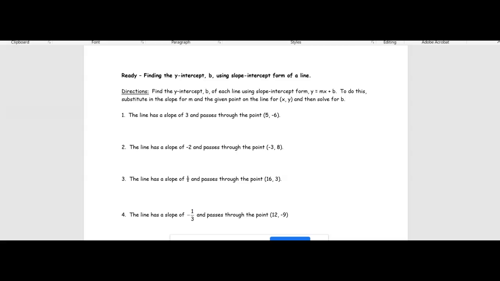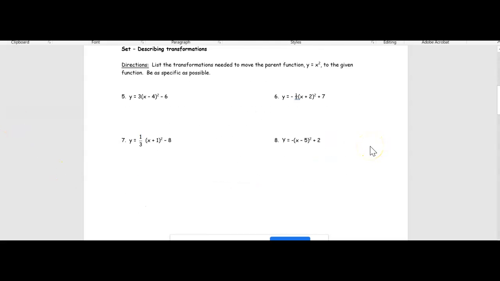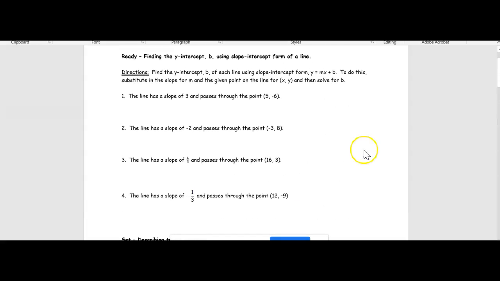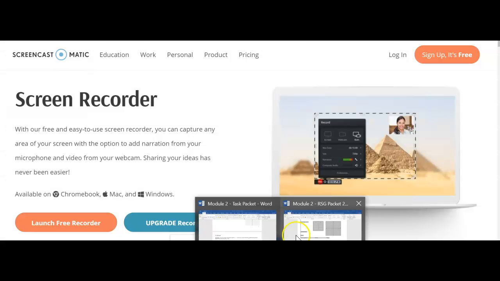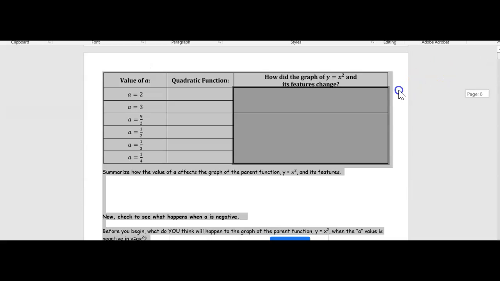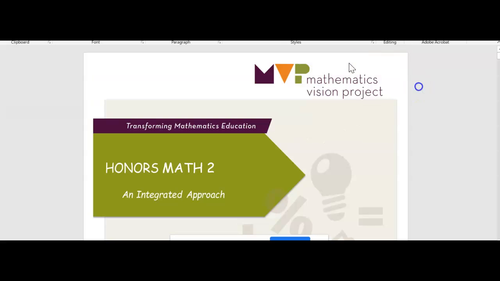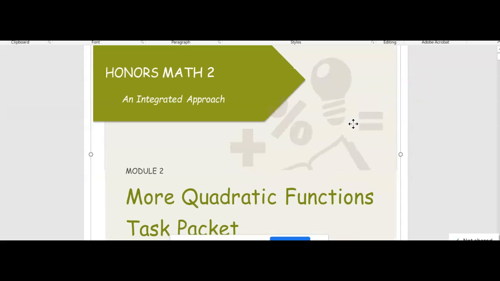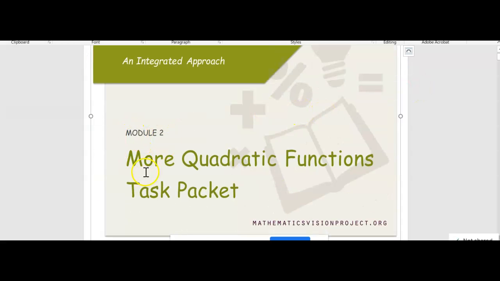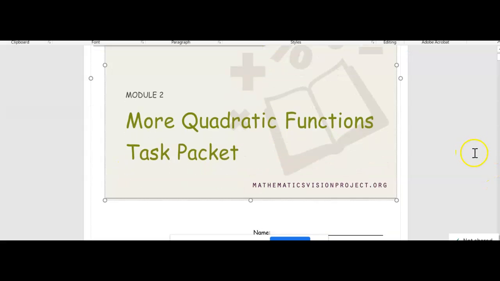Can we all find that? So find this page here. No, I'm screwing up. My bad, Cam. My bad, everybody. We want the tasks. Find this page. So let me come up here. Yeah, so it's this one here. Module 2 says more quadratic functions, task packet. That's the packet we want.